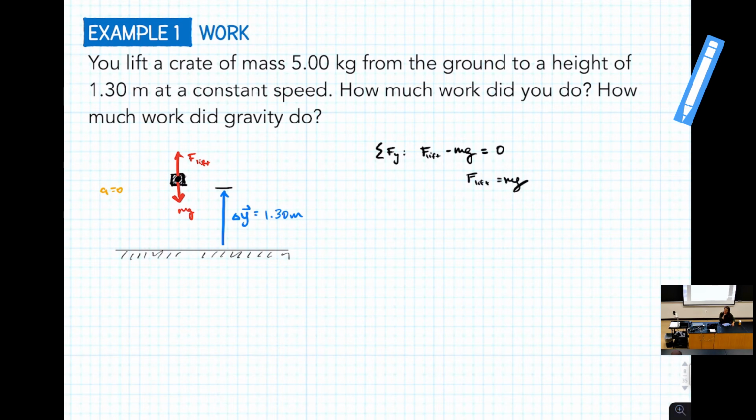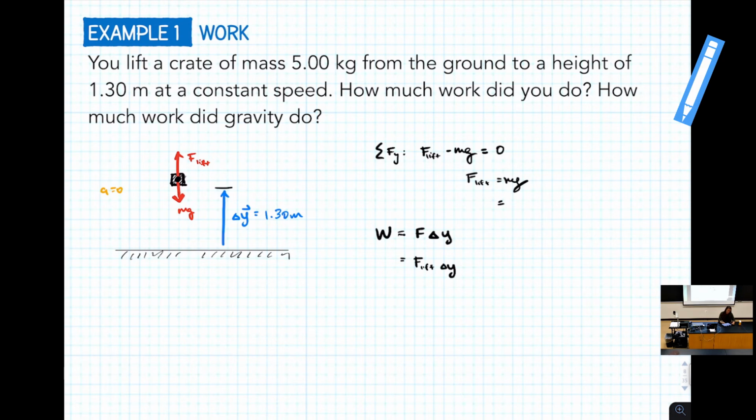So we want to know how much work we did. And for now, our definition of work is just force times delta R. In this case, it would be delta Y, okay? Which force is our force? F lift. So we can rewrite this as F lift delta Y. Okay, do we know what F lift is? Can we calculate that?